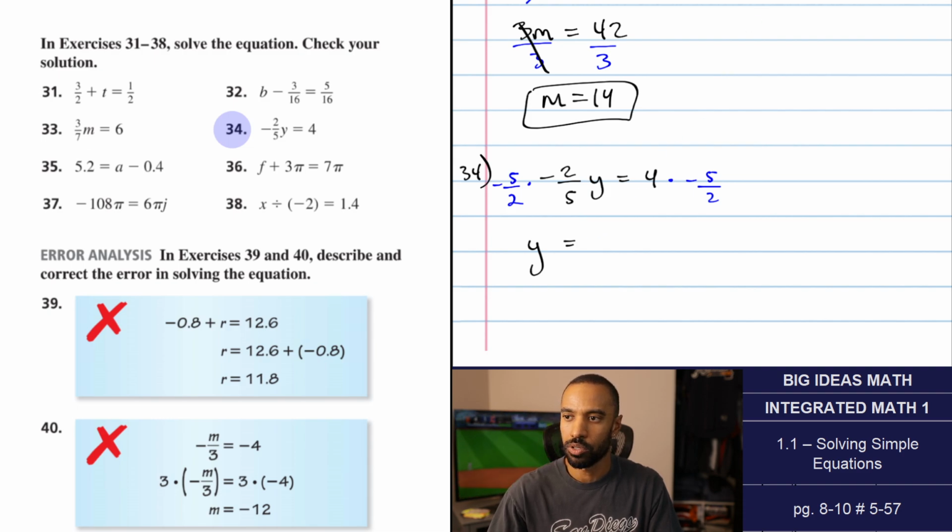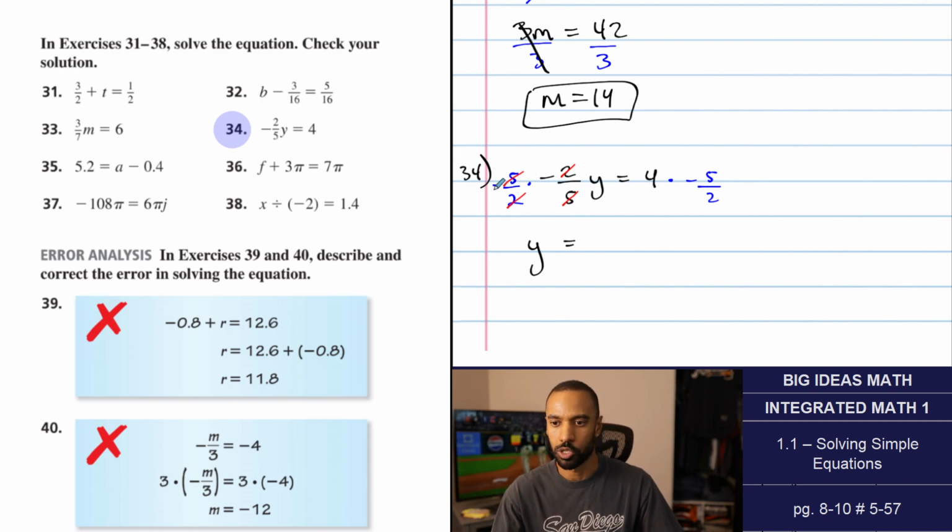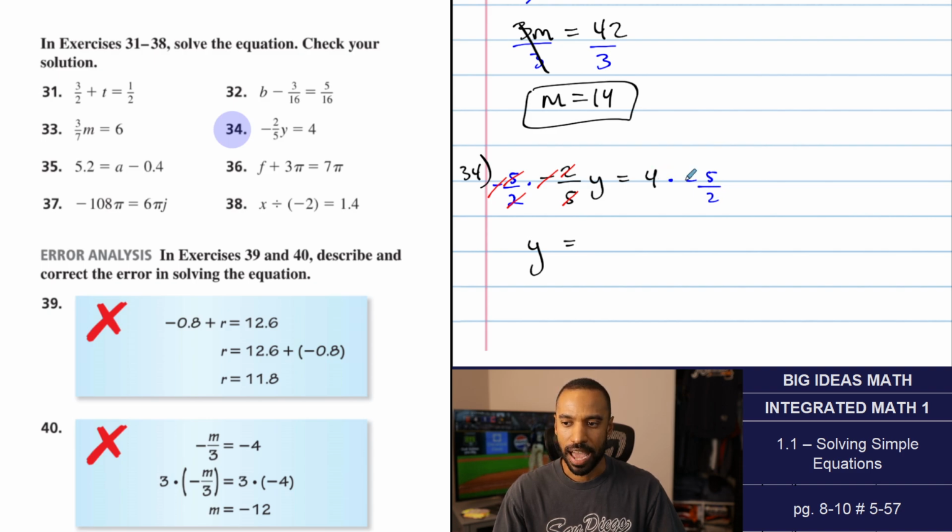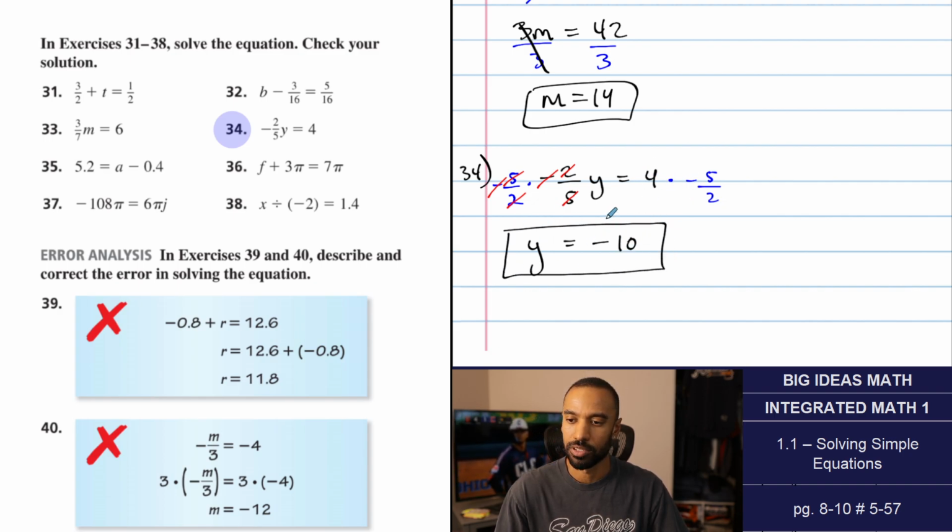Why is this y equals? Because 5/5 is 1, 2/2 is 1, negative times negative is positive, however you want to deal with the negatives, but they're gone as well. Boom, boom. And now you can deal with this. 4 is dividing by 2 and multiplying by negative 5. 4 divided by 2 is 2. 2 times negative 5 is negative 10. Y equals negative 10. Let's double check it.